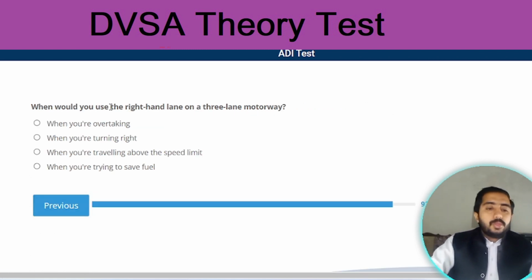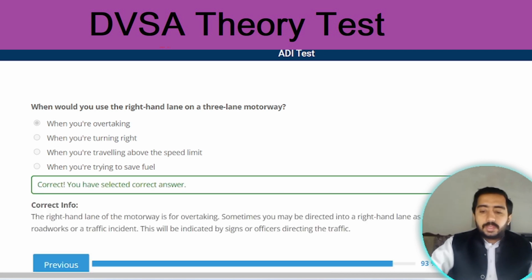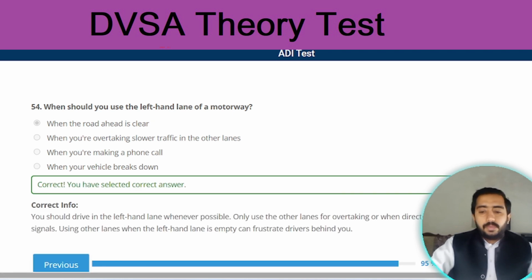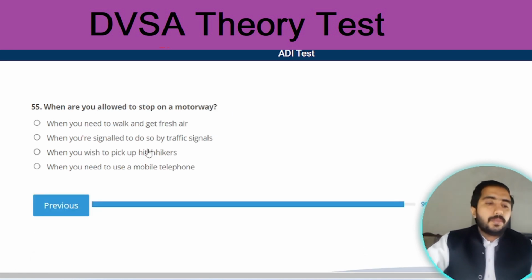Next one. When would you use the right hand lane on a 3-lane motorway? You need to use it when you are overtaking. Next question. Question number 54. When should you use the left hand lane of the motorway? You use the left hand lane when the road ahead is clear. Option A.